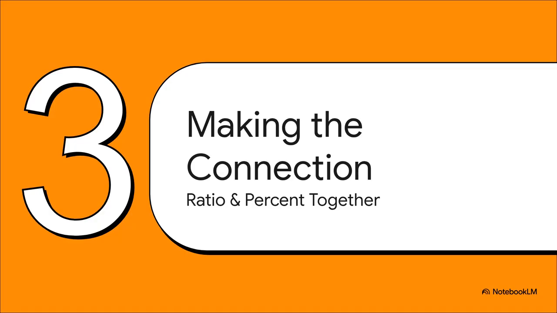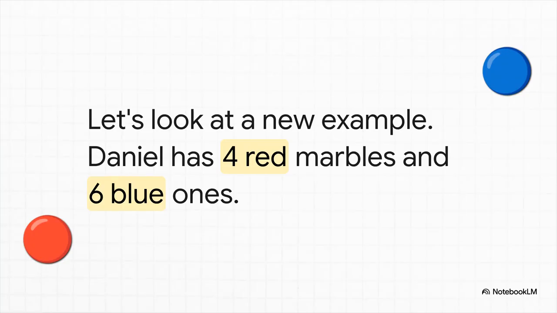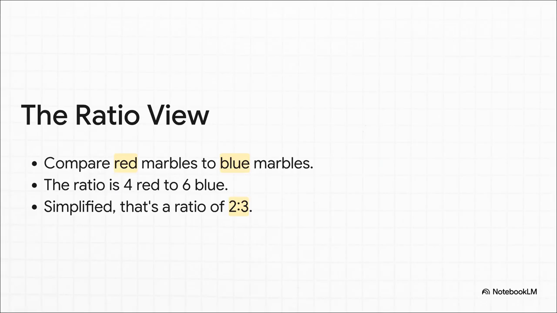Kind of cool. Okay, this is where it all clicks, the aha moment. Let's see how these two ideas team up to paint a full picture. All right, let's take a look at Daniel's marbles. He's got 4 red ones and 6 blue ones. Simple enough. So if we're thinking in ratios, we're just comparing the parts to each other. We have 4 red marbles for every 6 blue ones. And hey, just like a fraction, we can simplify that down. For every 4 reds, there are 6 blues, which is the same as saying for every 2 reds, there are 3 blues. So a 2 to 3 ratio.